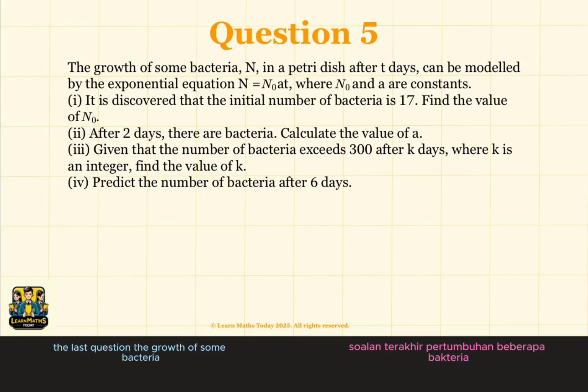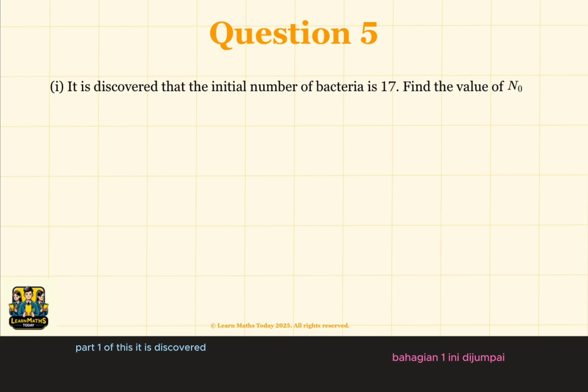The last question. The growth of some bacteria N in a petri dish after T days can be modeled by the exponential equation N equals N naught times A to the power of T, where N naught and A are constants. Part 1 of the quiz. It is discovered that the initial number of bacteria is 17. Find the value of N naught.